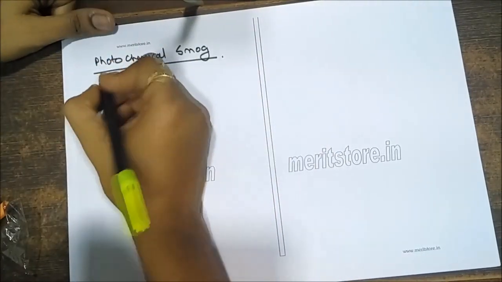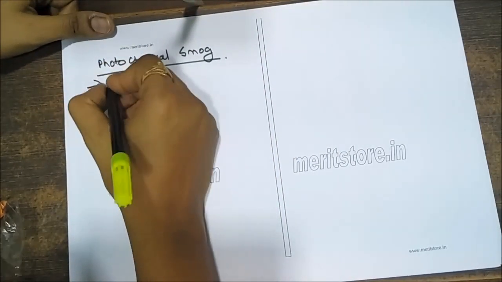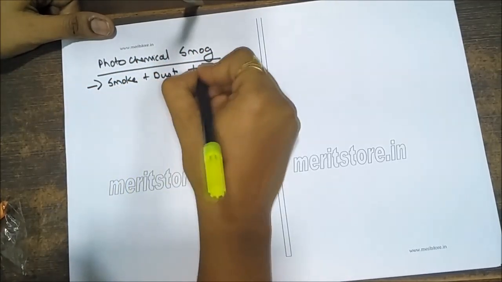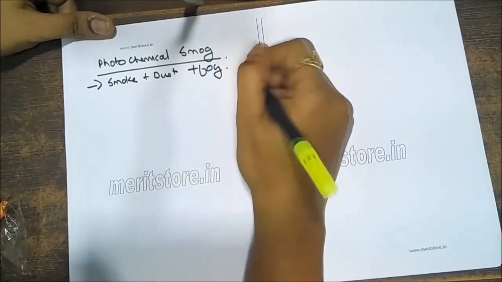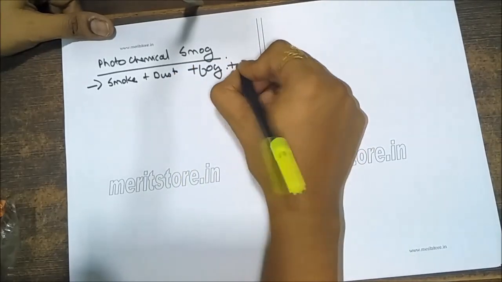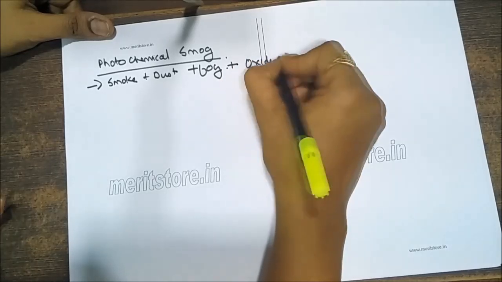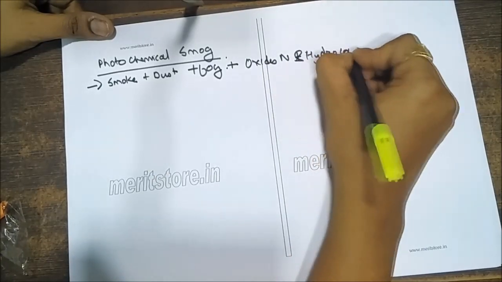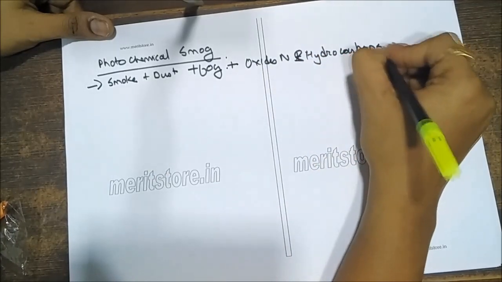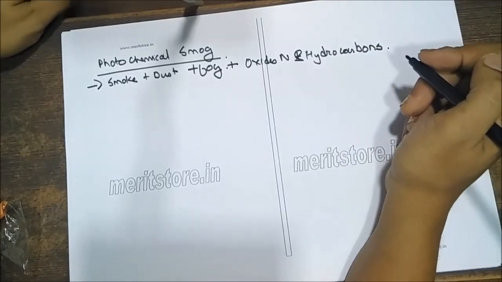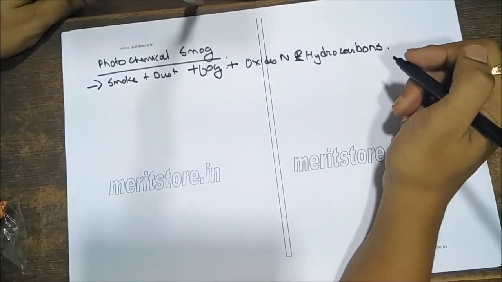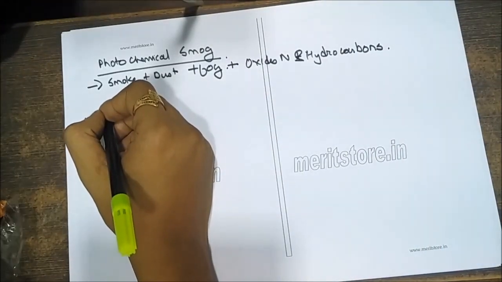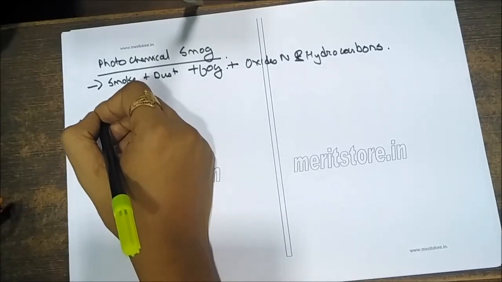Okay, this type of smog is formed by the combination of smoke, dust, fog with oxides of nitrogen and hydrocarbons. Okay, so there are various steps involved in this. So what happens is, what are hydrocarbons? Hydrocarbons are those substances which mainly consist of hydrogen and carbon atoms only.